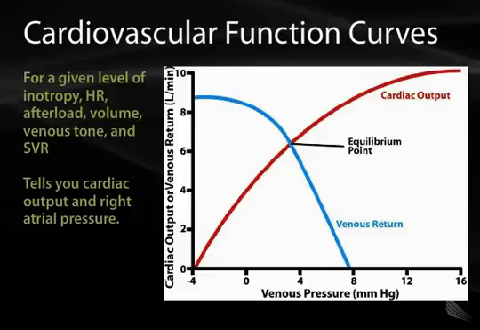There is an equilibrium point that you can measure when the cardiac output curve and the venous return curves are placed on the same graph. As you know, under normal conditions, venous return has to equal cardiac output. For a given level of inotropy, heart rate, afterload, volume, venous tone, and systemic vascular resistance, these function curves will tell you the cardiac output and the right atrial pressure. In this graph, you can see that the venous pressure is a little bit less than 4, and the cardiac output is approximately 6.